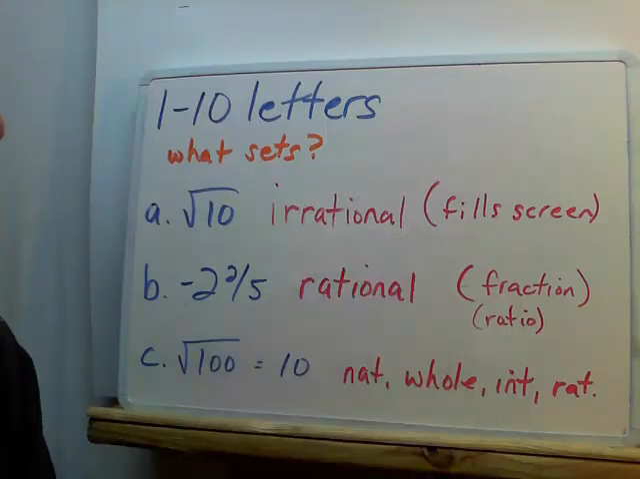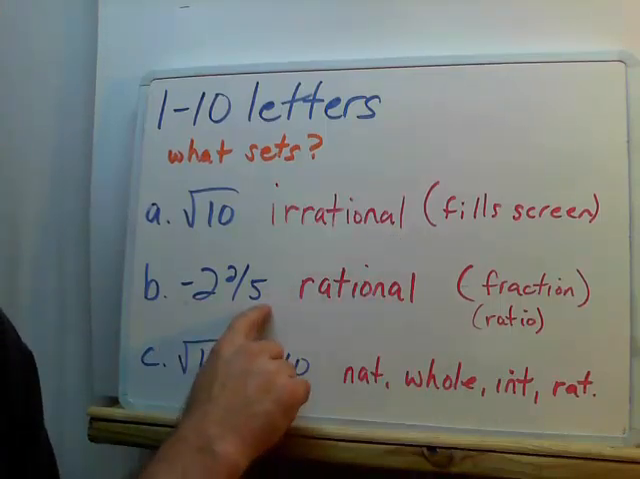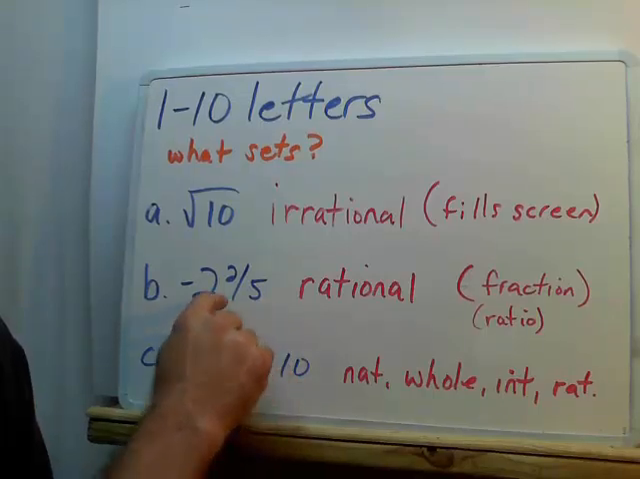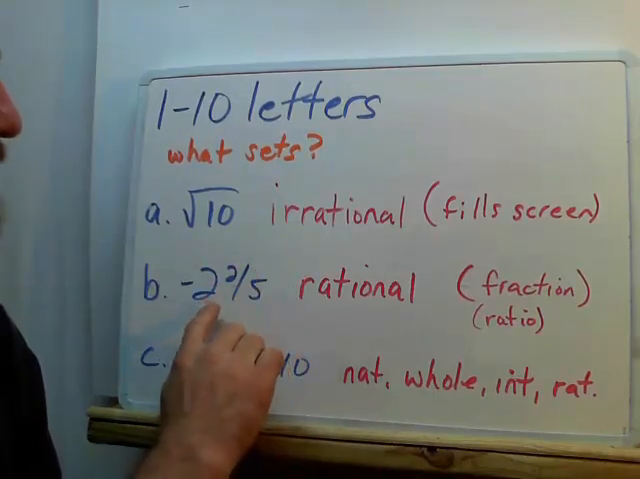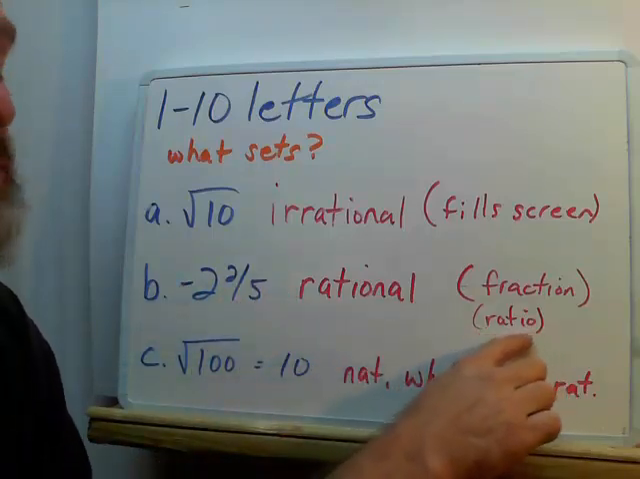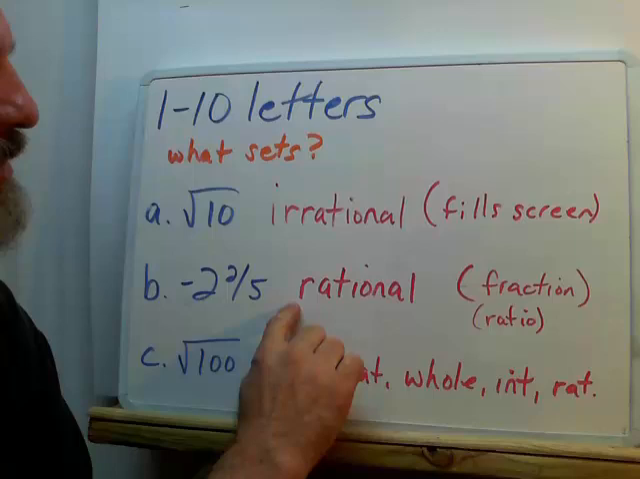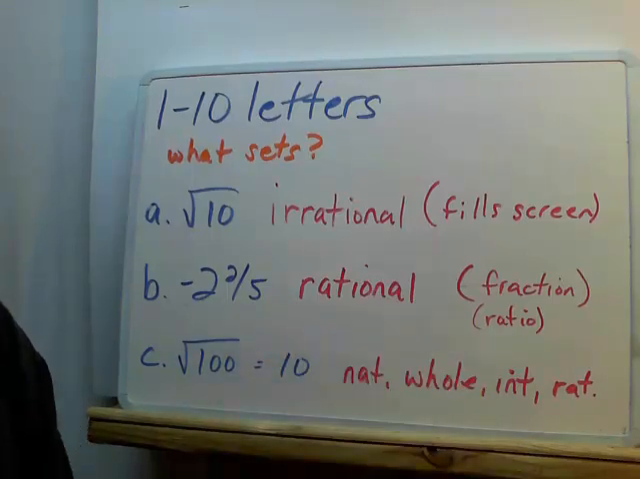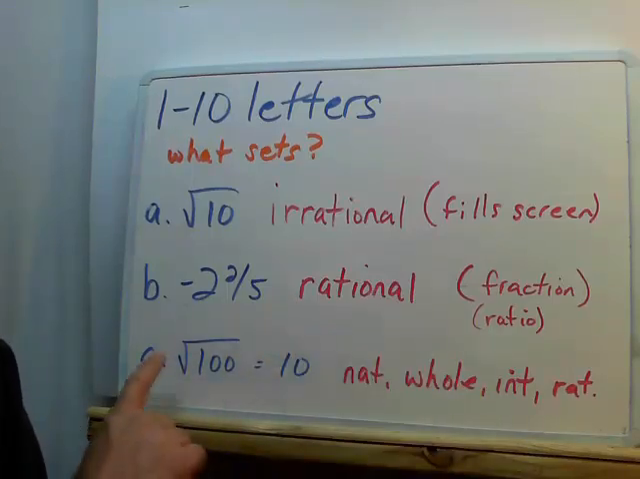Letter B, we have negative 2 2/5. Well, we could write this as a fraction. In fact, it's already pretty much a fraction, but we could put it as an improper fraction if we wanted to show that we can show it as a ratio. Since we can show it as a ratio, that makes it rational and only rational.